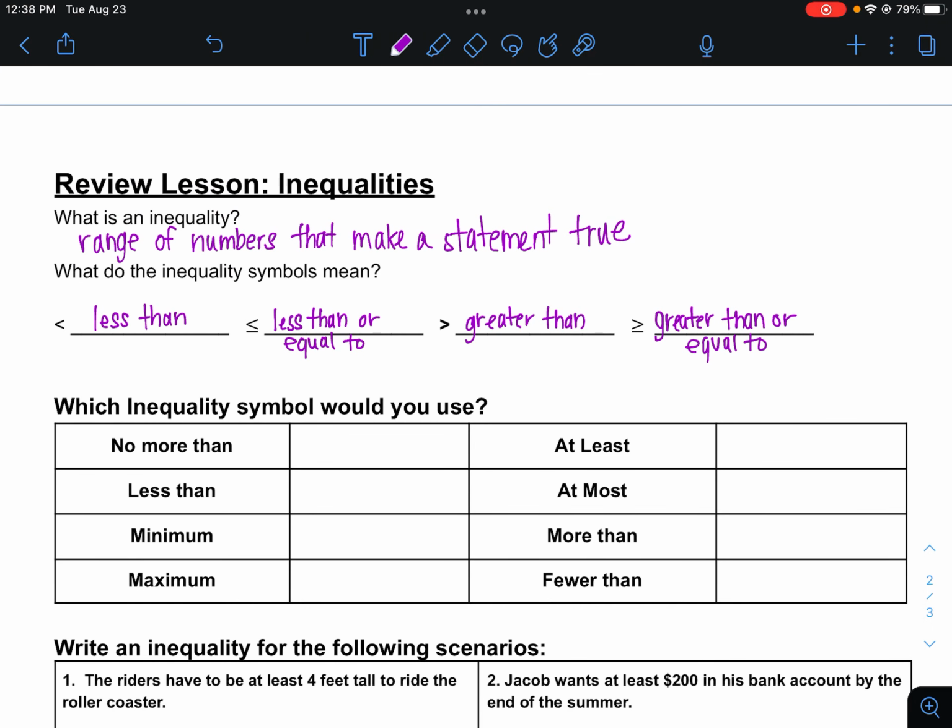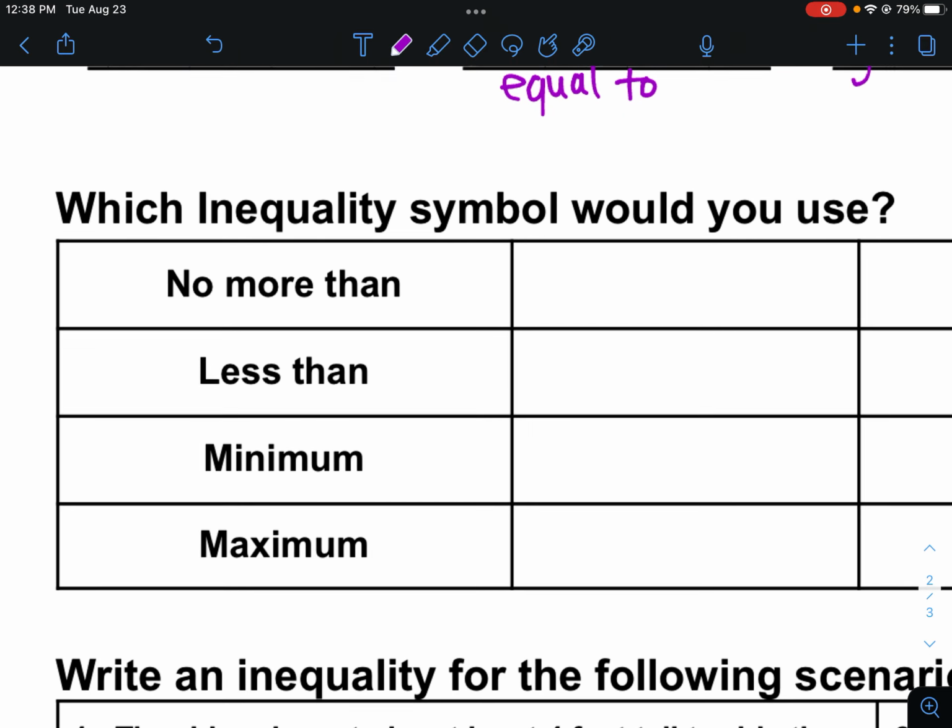Moving on, which inequality symbol would you use? So just with these word phrases, we want to be sure that we know which inequality symbol to use. So on the left-hand side here, we have no more than, which means it's going to be the less than symbol. Of course, then there's less than. A minimum means if it's a minimum number of 5, everything has to be greater than that 5. And then if it's a maximum of 5, everything has to be less than that 5.